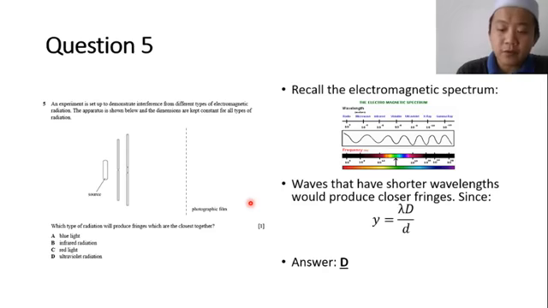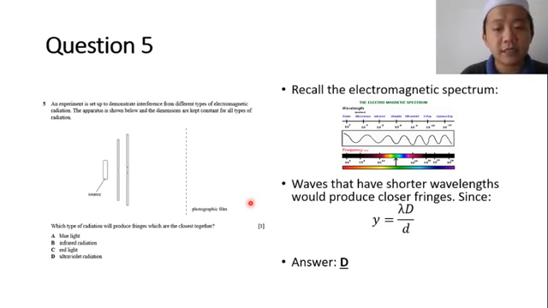So we look at the equation. y, which is the length of the fringe, is equal to lambda D over d, where capital D is the distance between the slit and the screen, here the photographic film, and small d is the size of the slit. So y is proportional to lambda. The smaller the lambda, the smaller the y, the closer the fringes. So the answer is D.